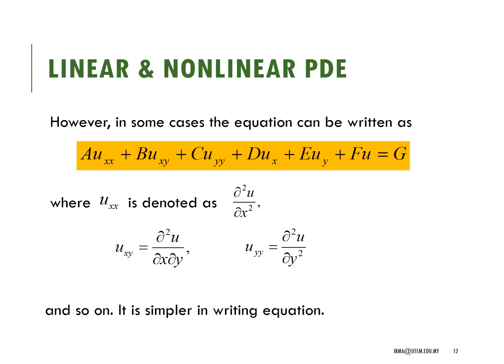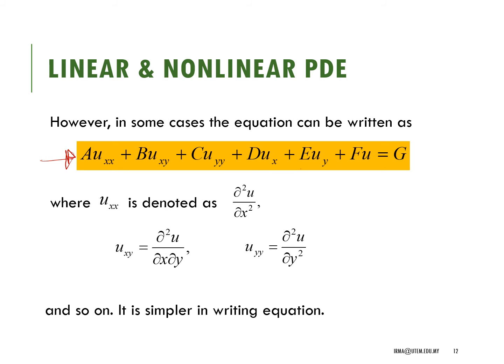Okay, so you also can write the standard form just now as this one: a uxx plus b uxy plus c uyy plus d ux plus e uy plus f u equal to g. So this is the standard or general form of a second order partial differential equation.